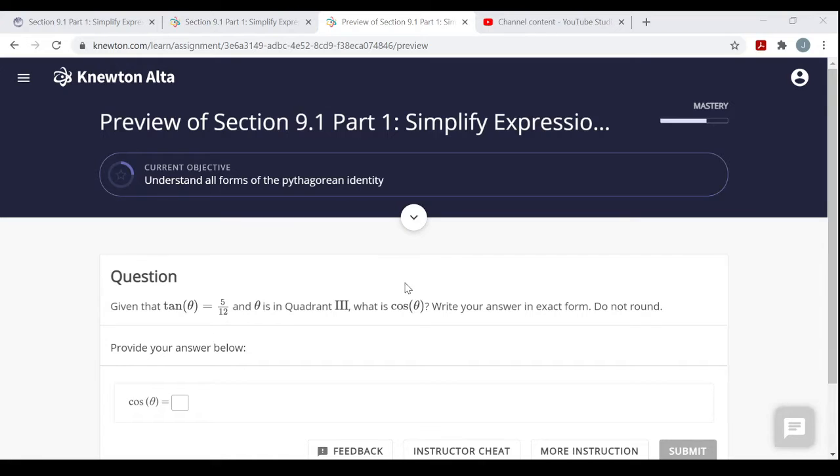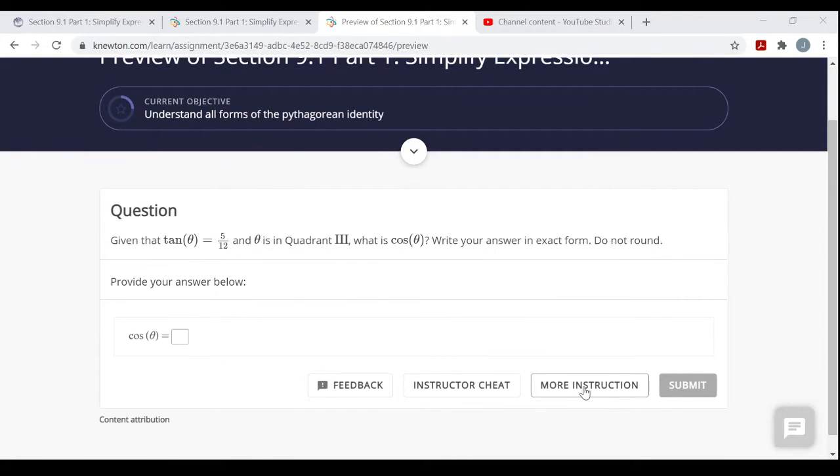Again, if you're unfamiliar with the topic, please click on More Instruction, look at their videos, their examples, their notes, and hopefully those help.